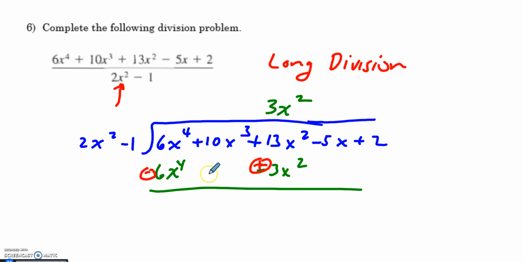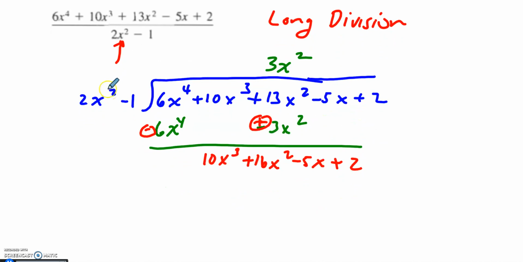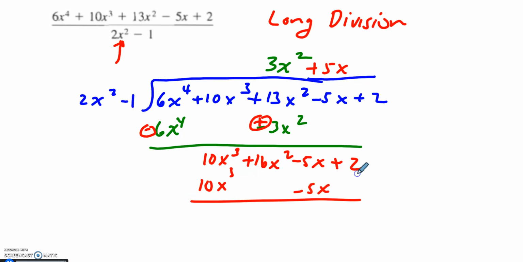You could put a 0 here if you'd like, but at this point we want to bring everything down. So we have 10x to the 3rd, combine these, plus 16x squared minus 5x plus 2. So here we go again. How many times does 2x squared go into 10x to the 3rd? Well, it goes in 5x times. So I'd write a 5x up here. 5x times 2x squared is 10x to the 3rd. 5x times negative 1 is negative 5x.